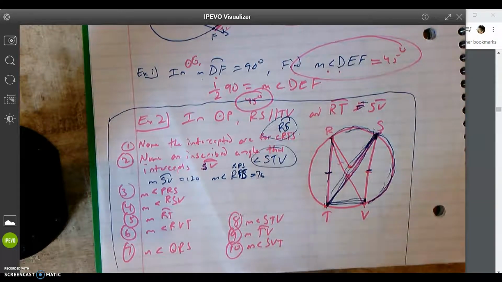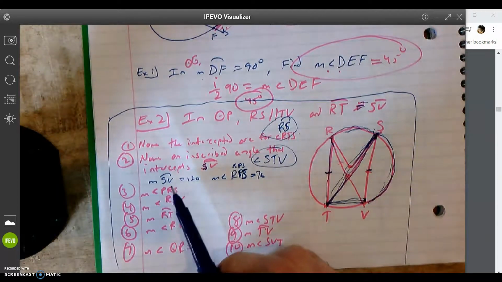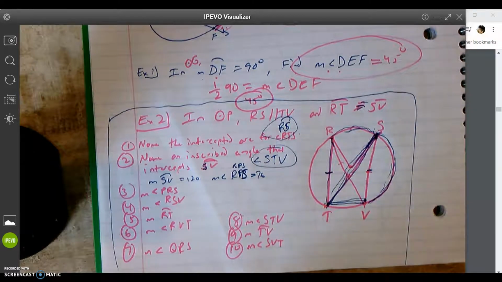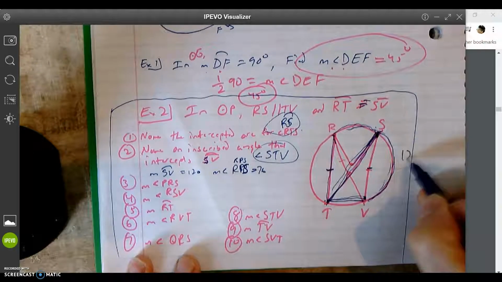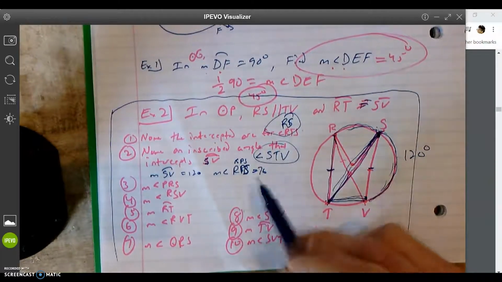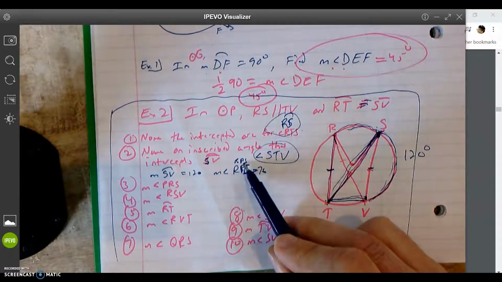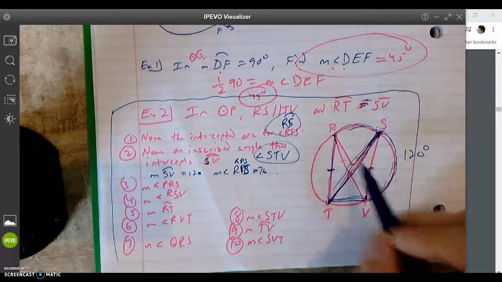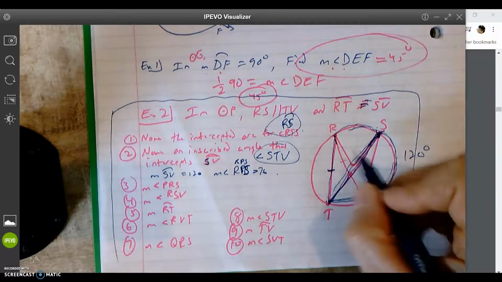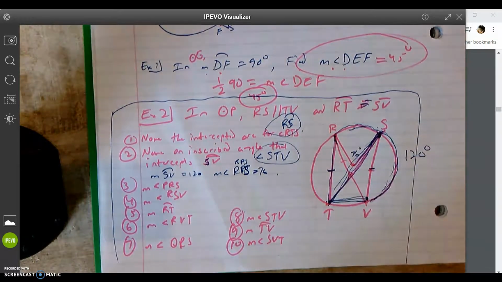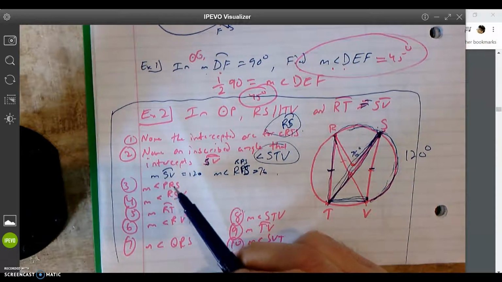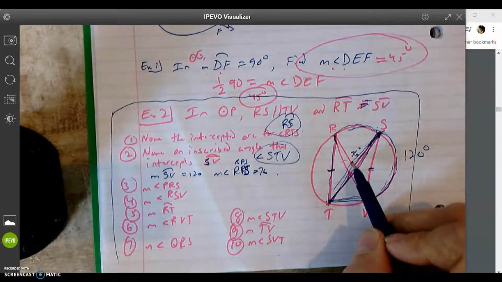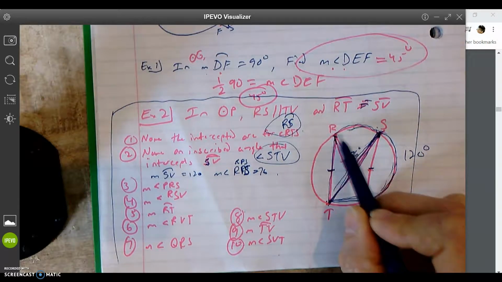Okay, so that's going to help us with this. Now, given information: the measure of arc SV is 120. Let's mark up the picture. So this is 120 degrees. And the measure of angle RPS is 76. So RPS is 76 degrees. Okay, so now I've got to find all of these angles. Let's see. The measure of angle PRS, right here.